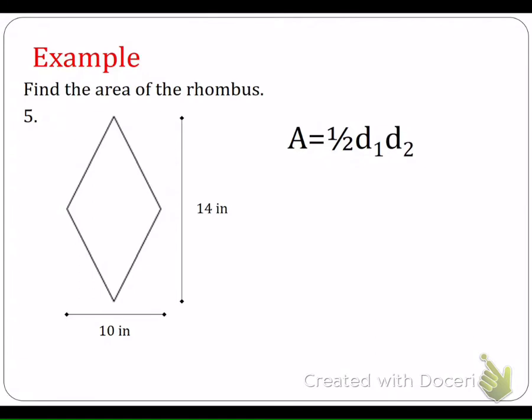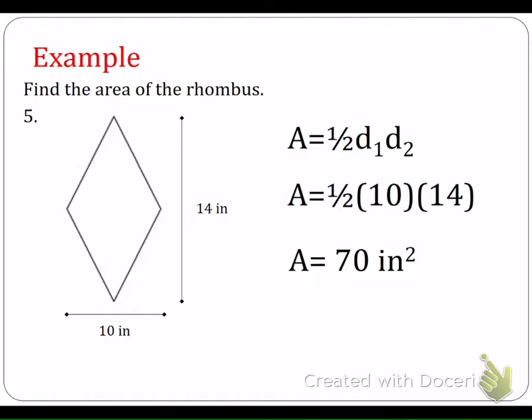Doesn't matter. The first diagonal, the second diagonal, it doesn't matter which one you call which, okay? Now, the cool thing is you could multiply the 1/2 and the 10 first. What's 1/2 of 10? 5. And then 5 times 14, you could do it that way. Or you can multiply the 10 and the 14 and then take 1/2 of that. It doesn't really matter. No matter how you multiply it, you should end up with 70 square inches.